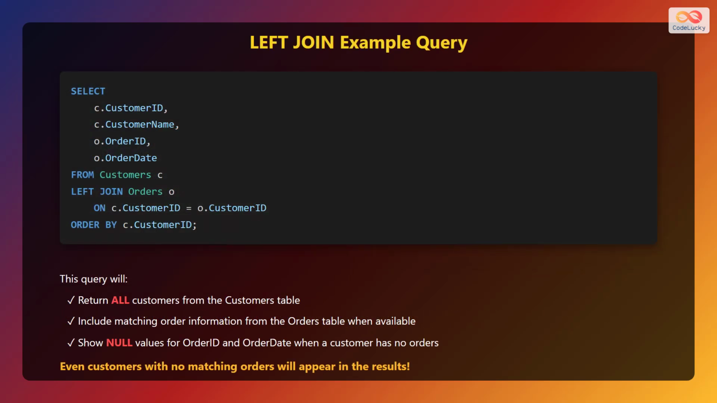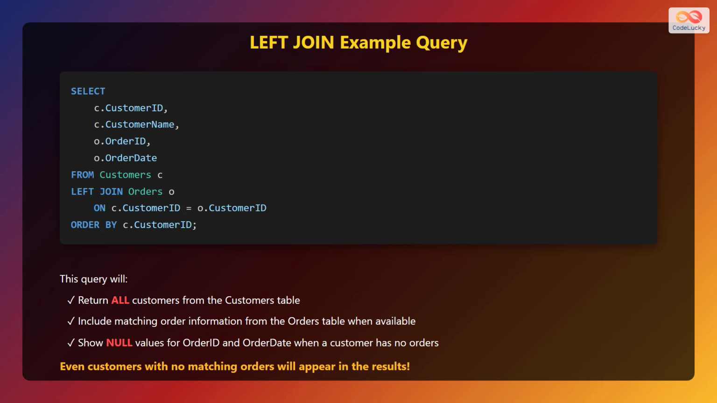Here's an example query using left join. We're selecting customer ID and customer name from the customers table, aliased as C, along with order ID and order date from the orders table, aliased as O. We're joining customers, left join orders, on customer ID of customers equals customer ID of orders. Finally, we order by the customer ID.